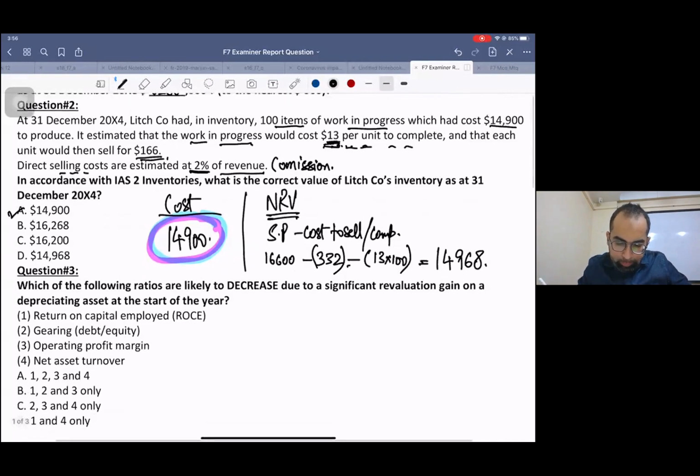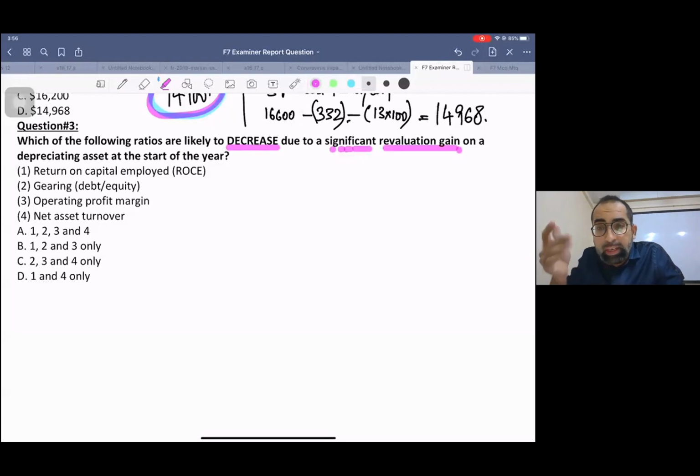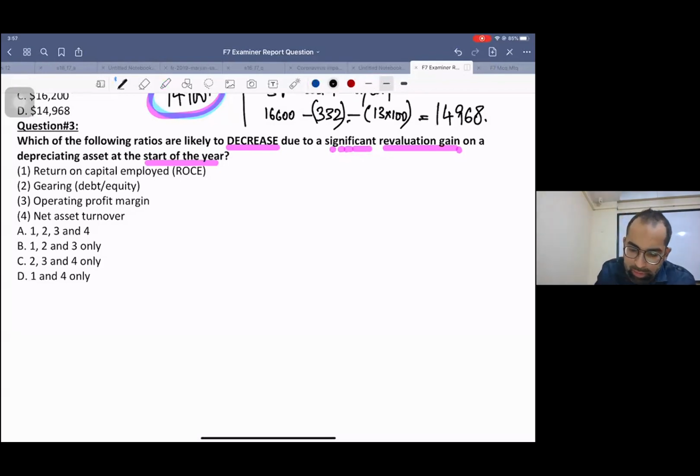Question number 3. Very good question. Which of the following ratios are likely to decrease? See the requirement. Due to significant revaluation gain on a depreciating asset, that means it's upward revaluation. Gain means upward revaluation, on a depreciating asset at the start of the year. Now let's enjoy this part. This is a very interesting part. The ratio analysis itself is an interesting topic.